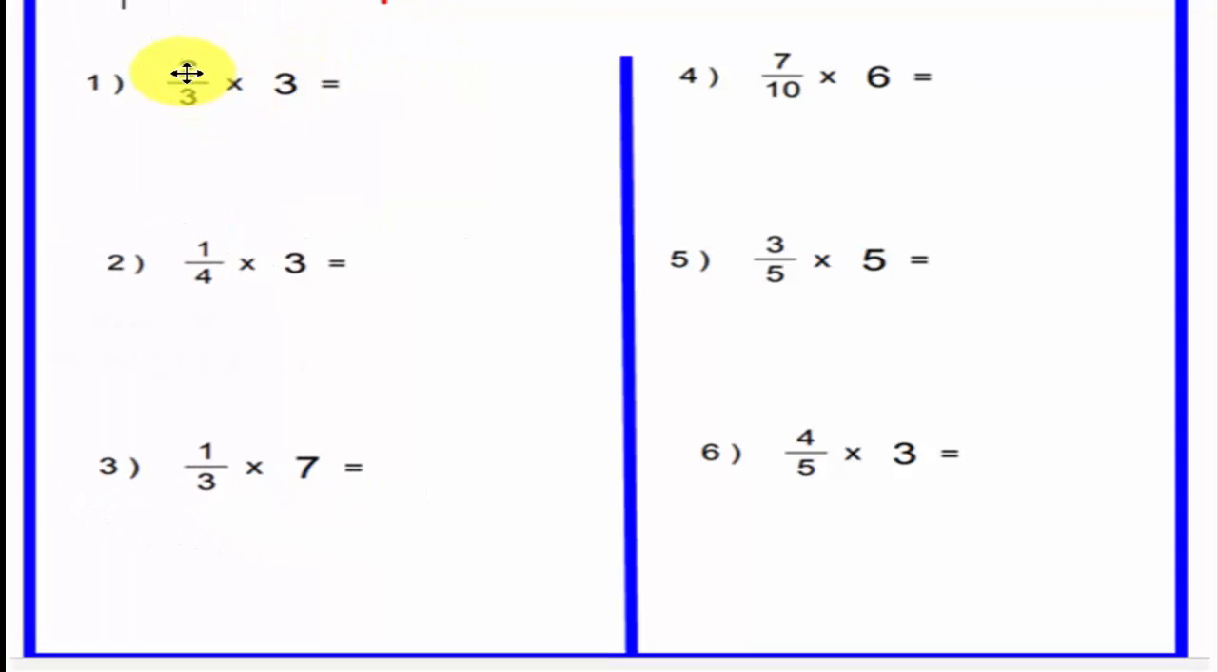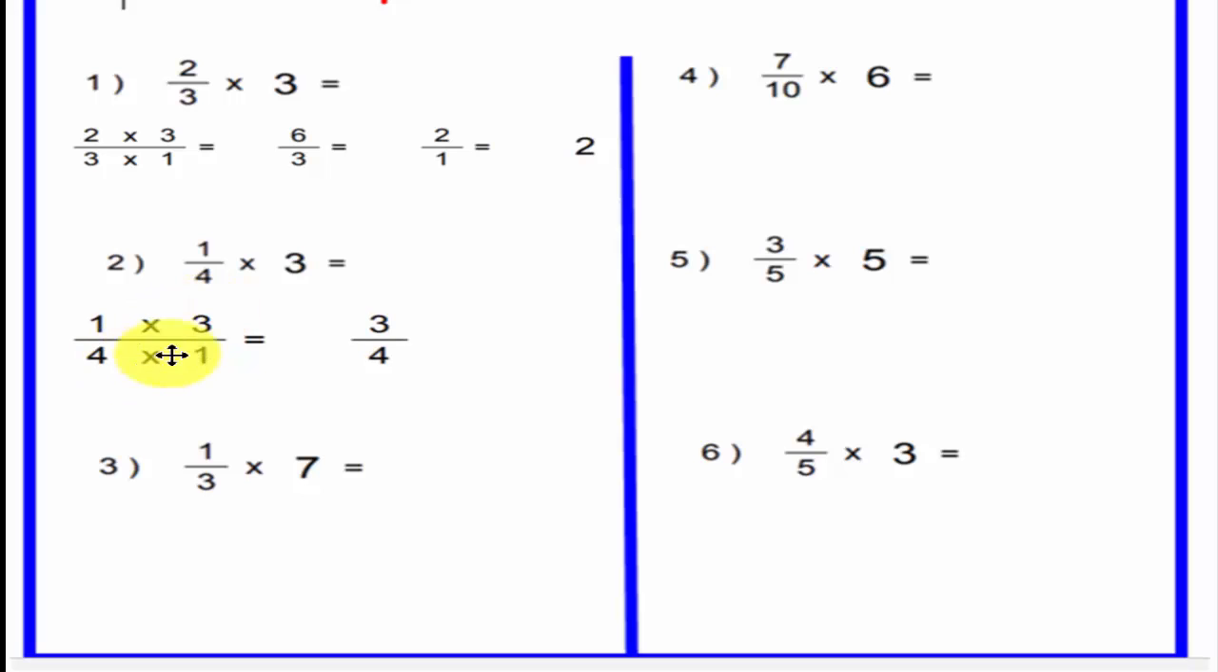Okay, welcome back. Here we have 2/3 times 3 equals, and the answer to that one is 2 times 3 is a 6, and 3 times 1 is 3. And we divide 3 into 6, that's 2 over 1. The answer is 2. Number 2, 1/4 times 3, right? So we have the 3 over the 1. 1 times 3 is 3, and 4 times 1 is 4.